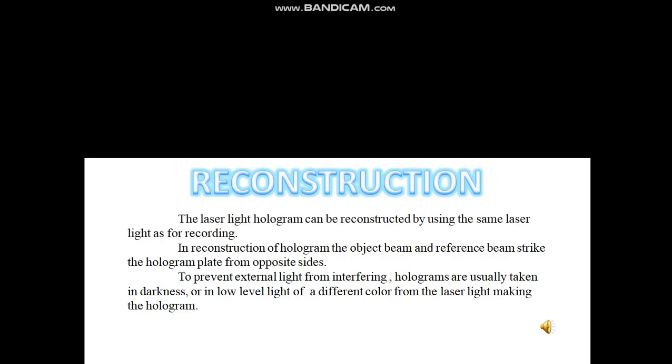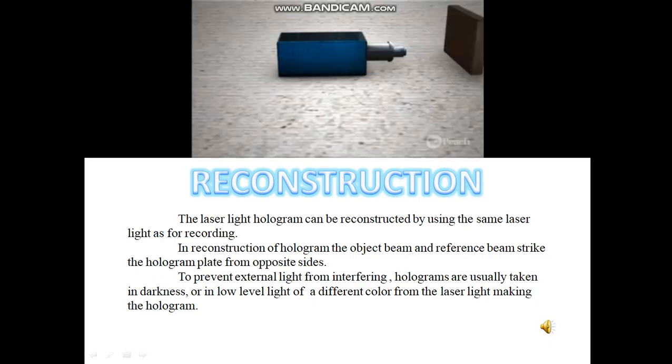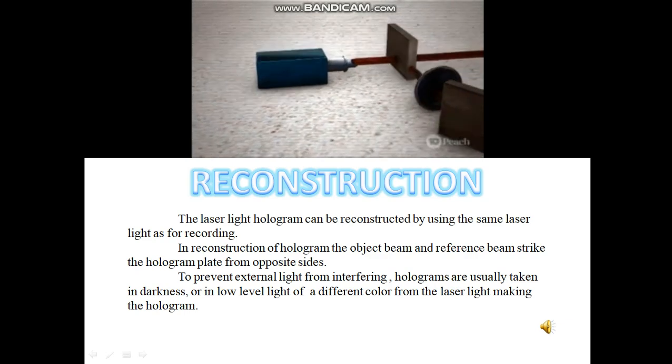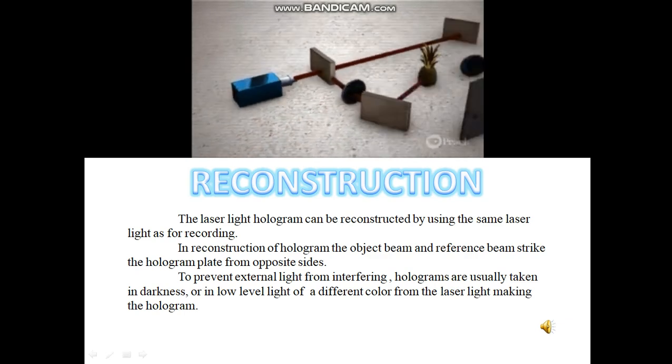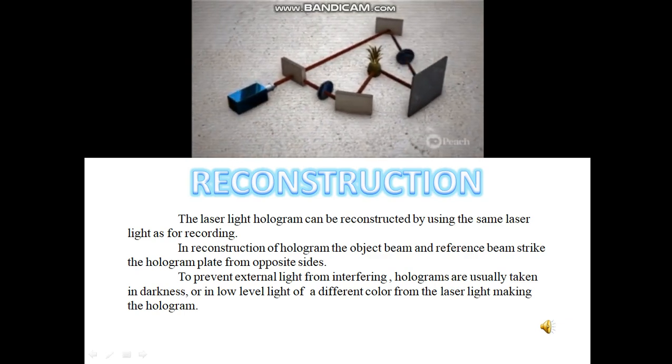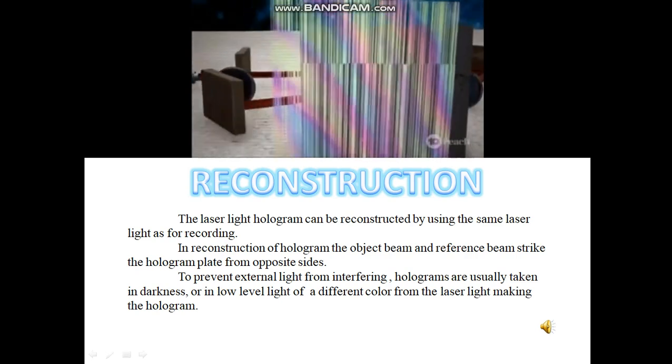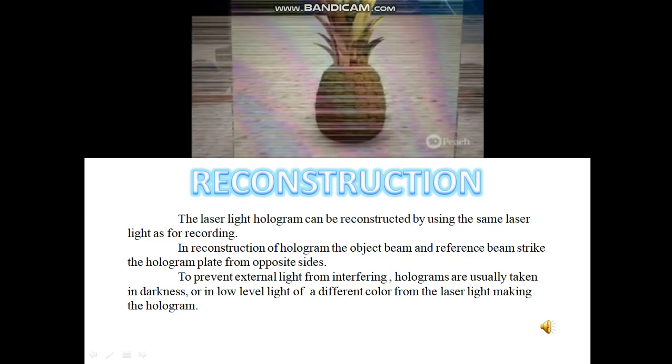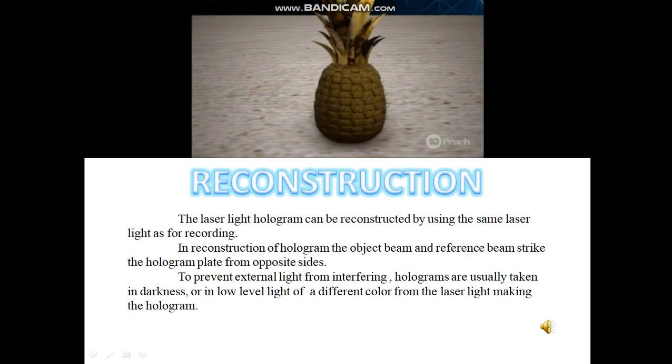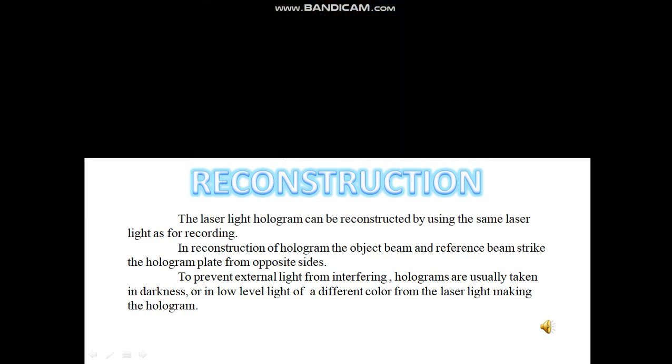The laser light hologram can be reconstructed by using the same laser light as for recording. In reconstruction of the hologram, the object beam and reference beam strike the hologram plate from opposite sides. To prevent external light from interfering, holograms are usually taken in darkness or in low-level light of a different color from the laser light making the hologram.